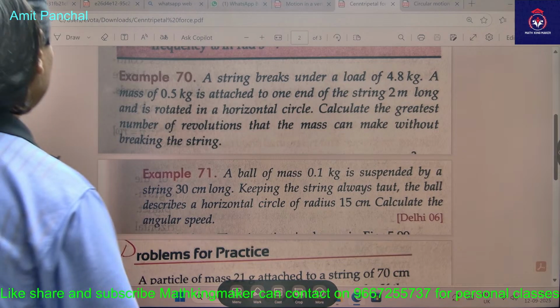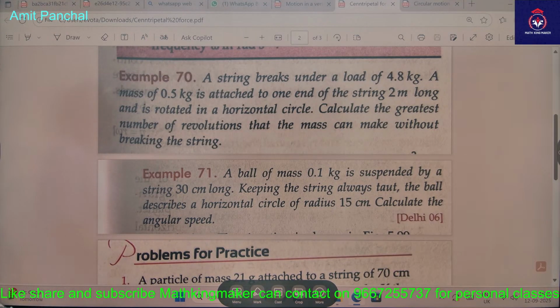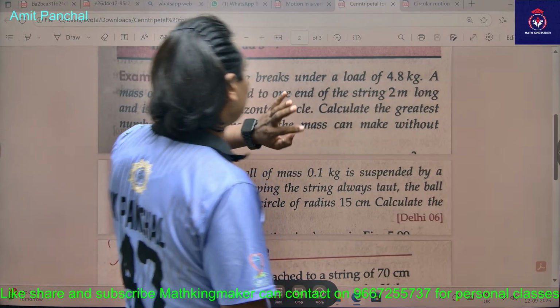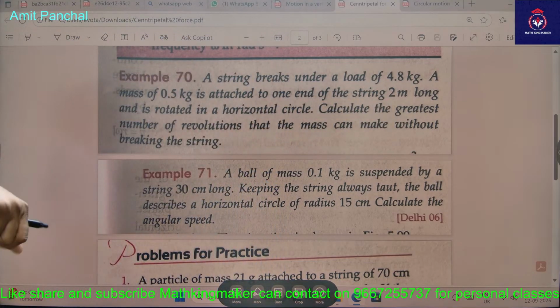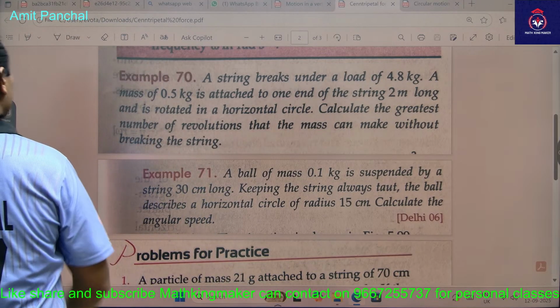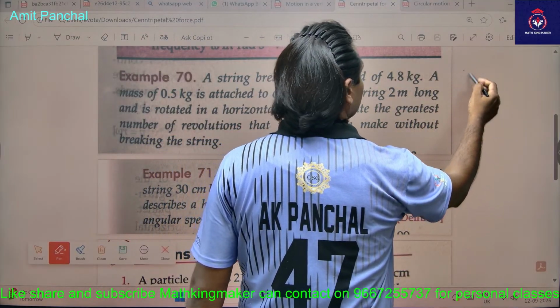Okay, so I think question 70 we did yesterday. I was not able to solve it when I tried doing it by myself. A string breaks under a load of 4.8 kg. So that means the mass hanged is 4.8 kg. Please make notes after the class.